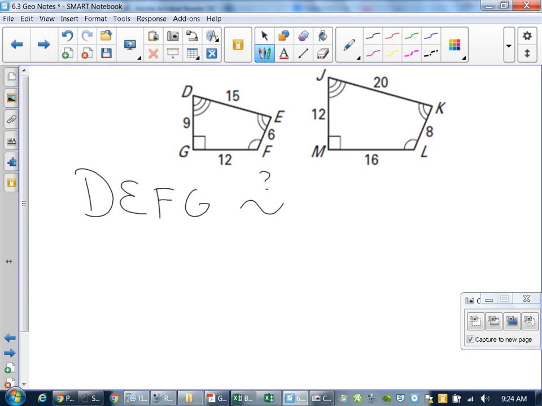Well, if I started with D on the left, it had 3 tick marks. What do I start with on the other? I just have to go in correspondence with the other one. J, 2 tick marks, K, 1 tick mark, L, right angle, N. Now I'm halfway done with knowing whether or not these two are similar, because I know for certain that I have all of my angles matching up. Since all of my angles match up, all I have to do now is check if my sides all have the same common ratio.